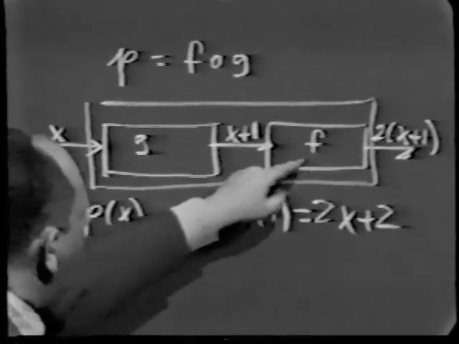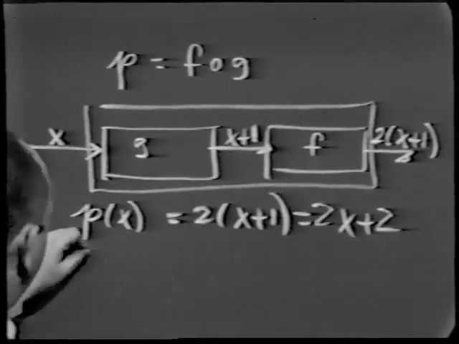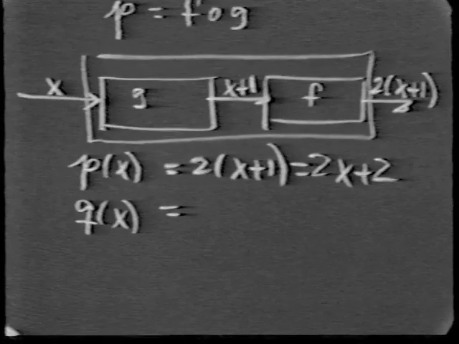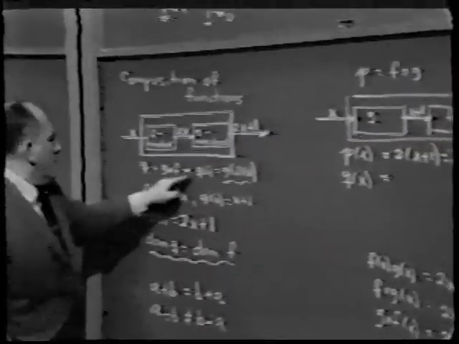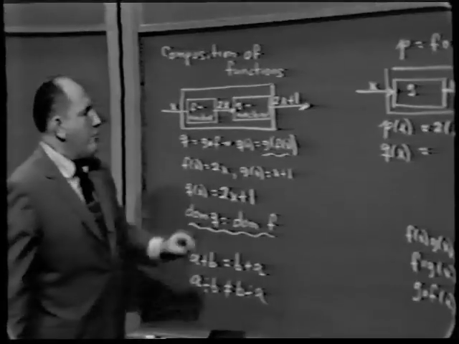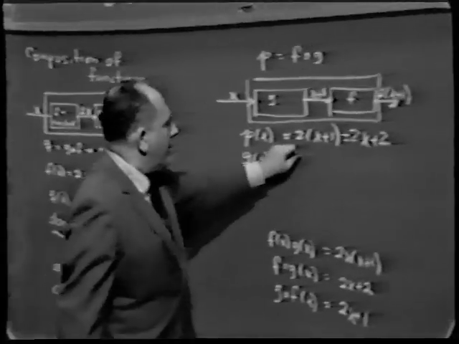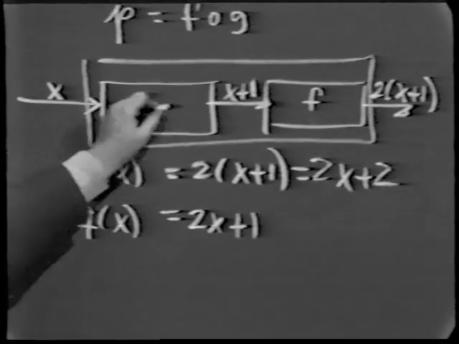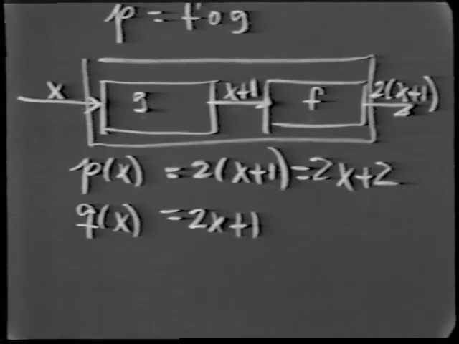On the other hand, when we put the F and the G machine in the other order and formed Q of X, what was the output? Let's go back here and look. The output was 2X plus 1. In other words, do you build a different function machine by interchanging the F and the G? And the answer is yes.